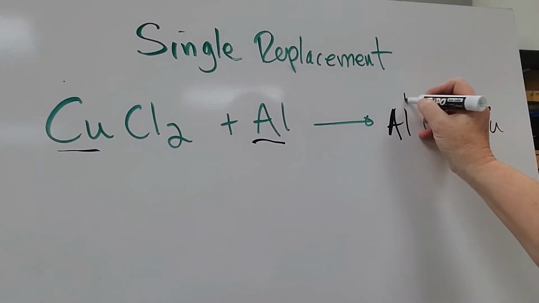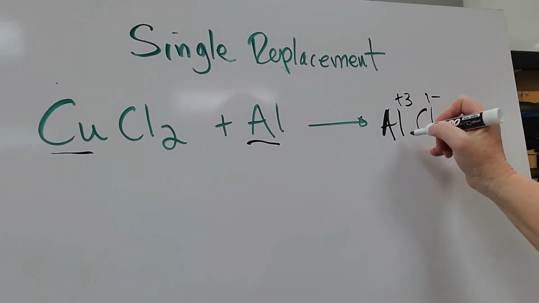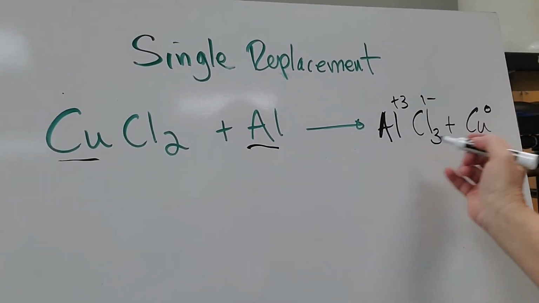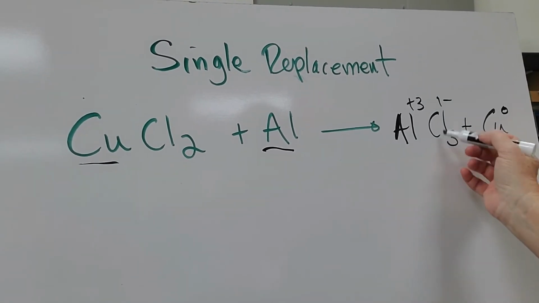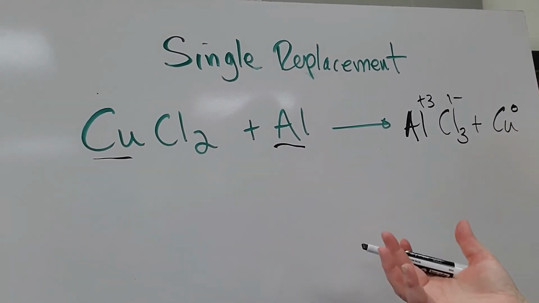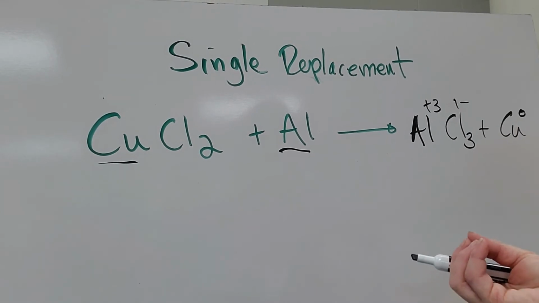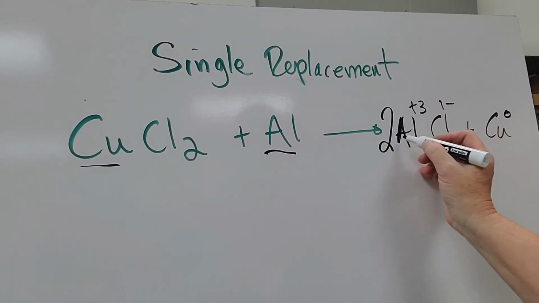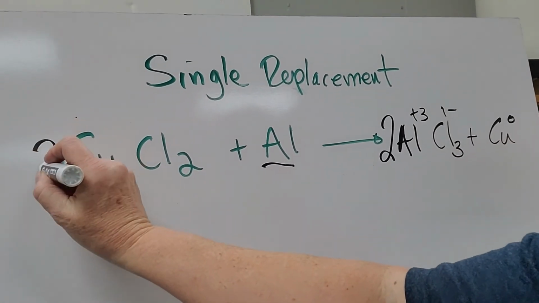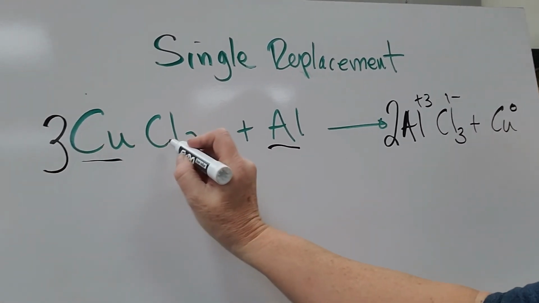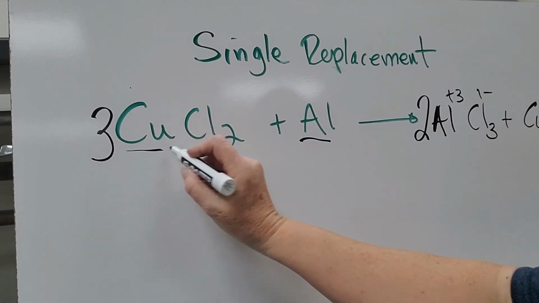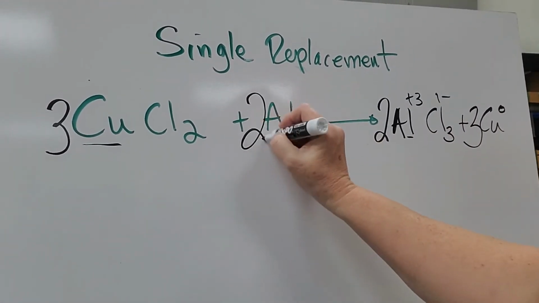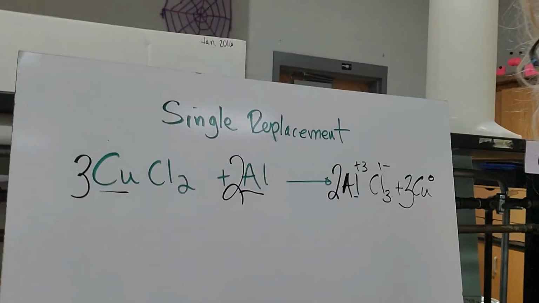Okay, check your charges. Crisscross. This is charge of 0. It's not diatomic. 3 chlorines, 2, 2 and 3, think common multiple 6. So I'm going to put a 2. 2 times 3 makes 6 chlorines. And I put a 3 here. 3 times 2 makes 6 chlorines. 3 coppers, 2 aluminums. And there you have it.